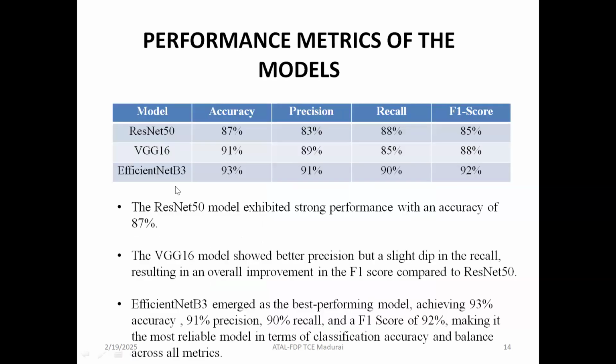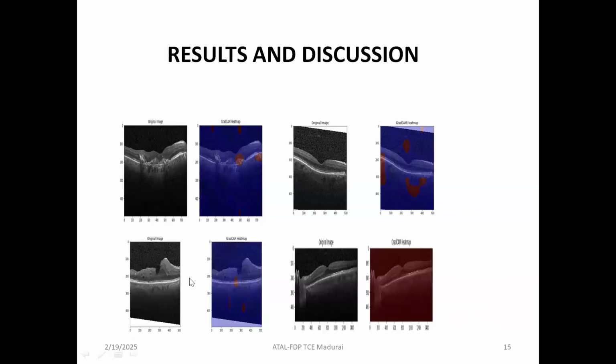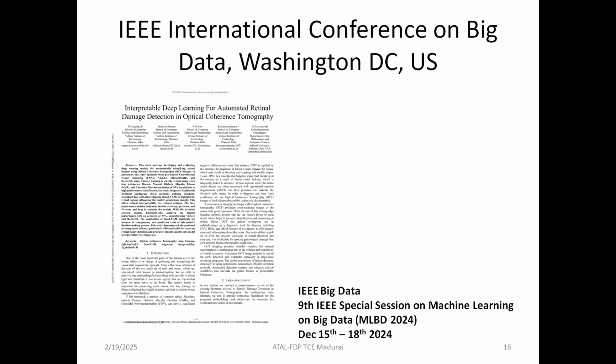Here, out of these three models, EfficientNet B3 gave very good accuracy and precision compared to the other models. So we can apply different models for classification of medical images. Also, you can include XAI to identify the exact location for interpretation. This XAI is a very good program that helps the doctors as well as the engineers identify the exact location. We have published this in IEEE Big Data, which happened in Washington DC.